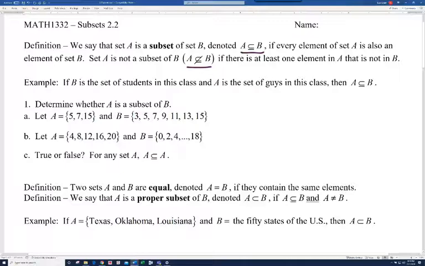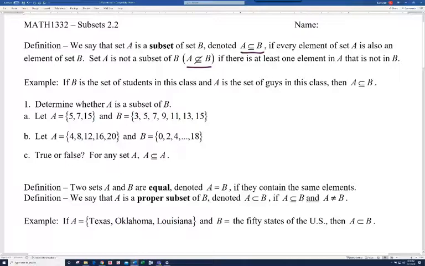So for an example, if we have B is the set of students in this class, and A is the set of guys in this class, then A is a subset of B. In other words, every guy in this class is also a student in this class. And so we have a subset here.